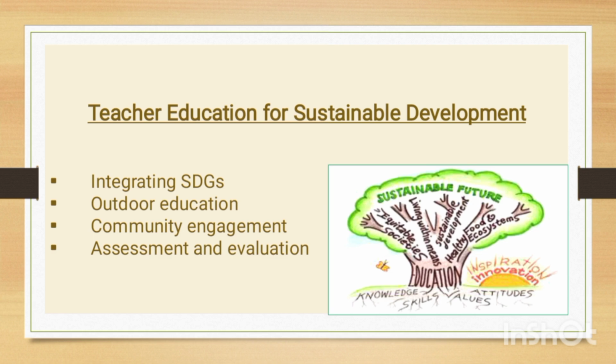Second one is outdoor education. It incorporates outdoor education and hands-on experiences, allowing teachers to connect theoretical concepts with real-world contexts. Third one is community engagement. It encourages teachers to engage with local communities and societies, developing partnerships and promoting sustainable practices. And last one is assessment and evaluation. It develops assessment and evaluation strategies that measure students' knowledge, skills, and values related to sustainable development.